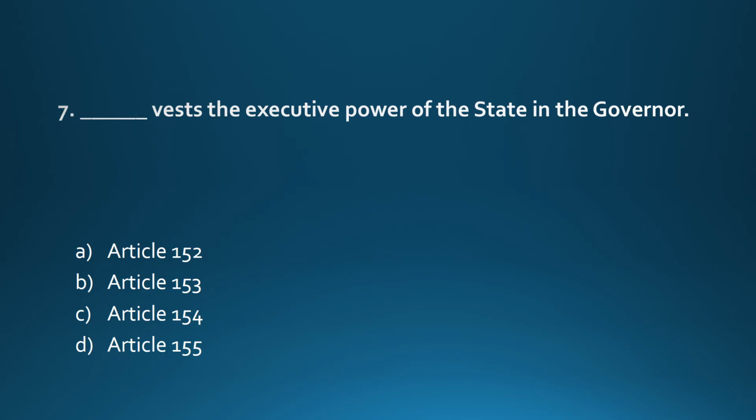Question number 7. Dash vests the executive power of the state in the governor. Option A, Article 152. Option B, Article 153. Option C, Article 154. Option D, Article 155. Correct answer is option C, Article 154.